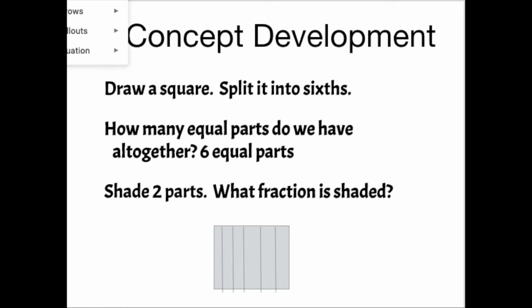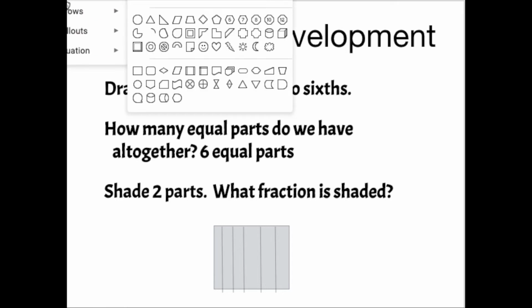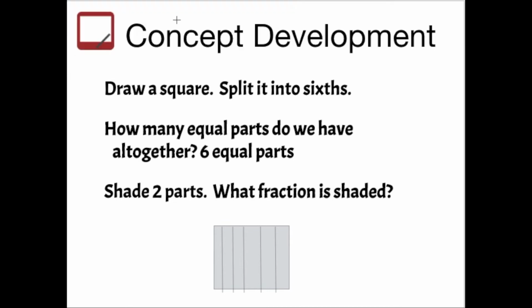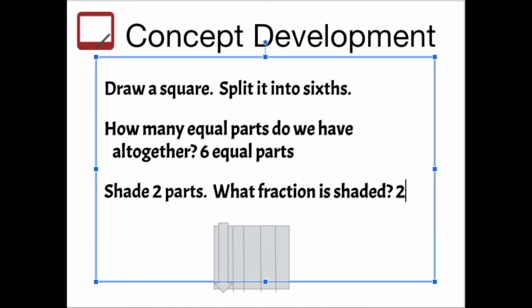So let's see, I'm going to see if I can shade in 2 parts. I'm just going to cover it with this arrow here. I'm going to pretend like I shaded in these 2 parts. Okay. Now that I shaded in these 2 parts, what fraction is shaded? 2 parts out of 1, 2, 3, 4, 5, 6 are shaded. We shaded in 2/6.